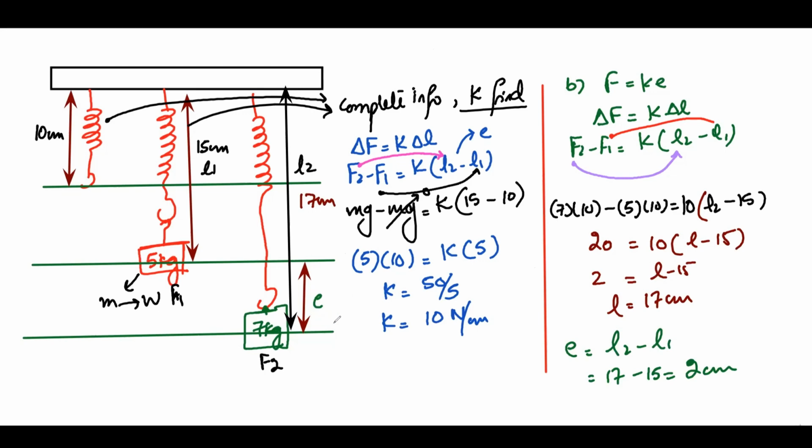If you had to find extension directly, what you could have done is use this method: what amount of force do I need to spend to find this extension? So F equals KE. How much extra force are you applying in this case? You've applied a force of 20 newtons as a surplus. Moving from 5 to 7, you've given an extra force of 20. And the value of K is 10, and E is what we need to find out. So E could have directly been found by this process.